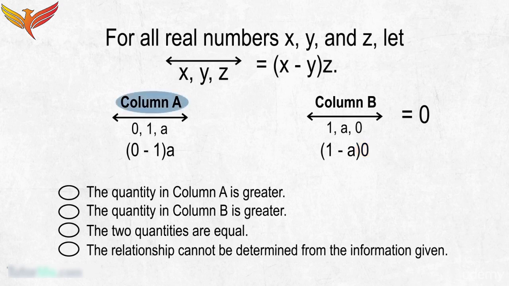What about column A? A could be 0 and be equal to column B, but it could also be a positive number or a negative number, which would make the value greater or less than column B. Therefore, we cannot determine which is greater with the information given.